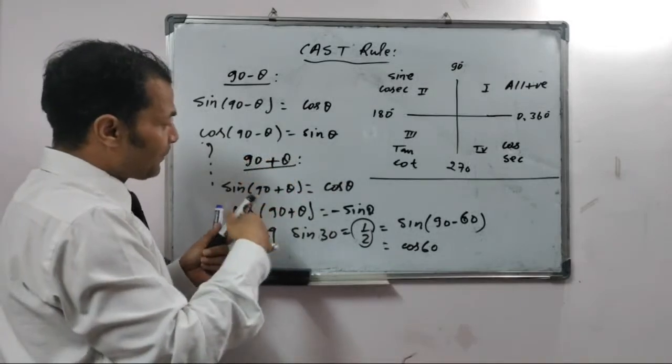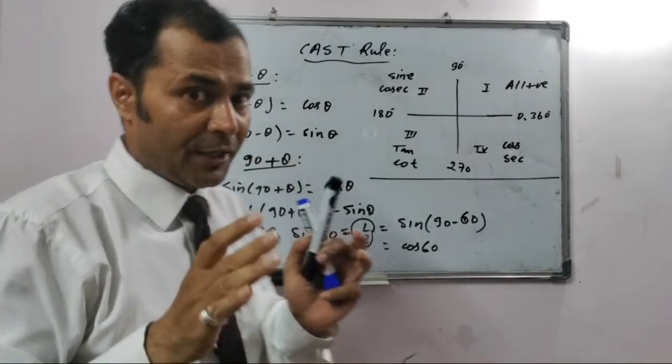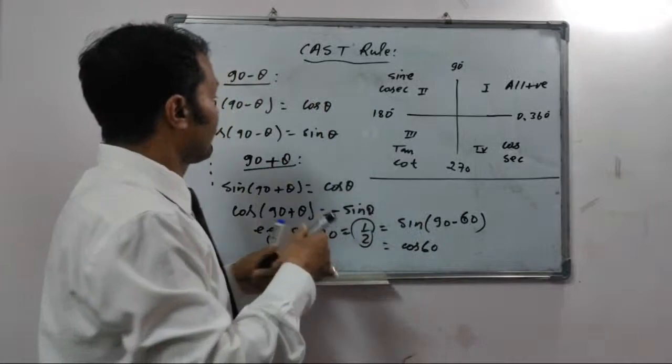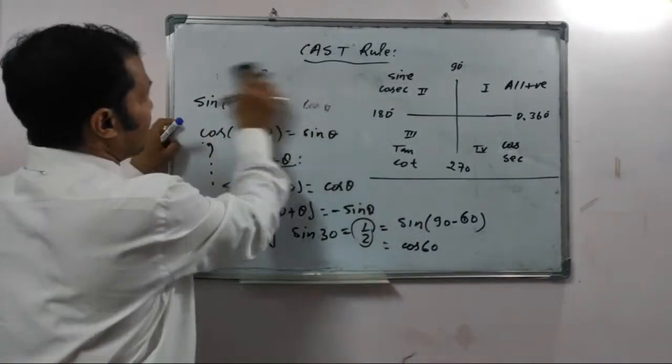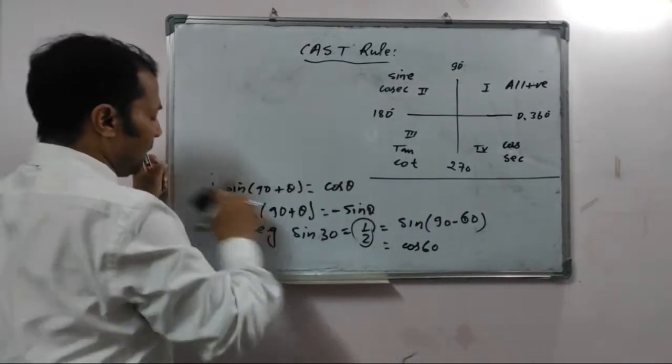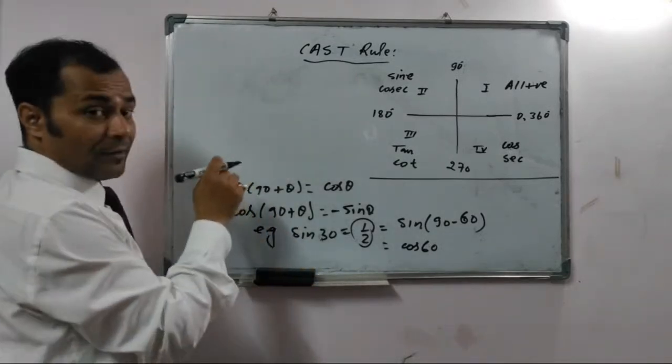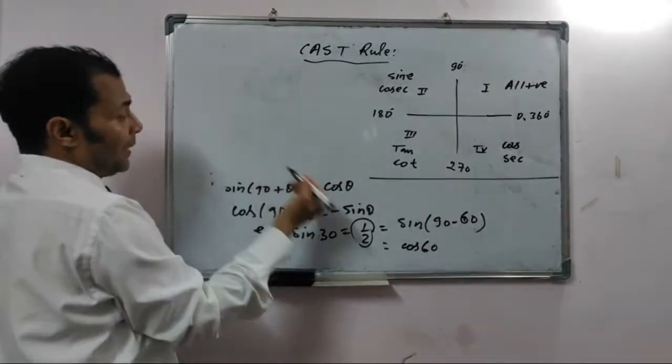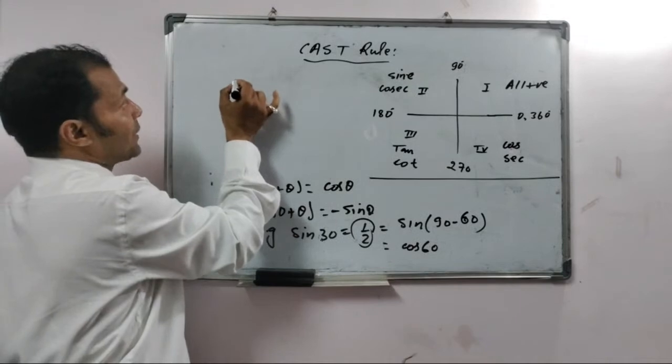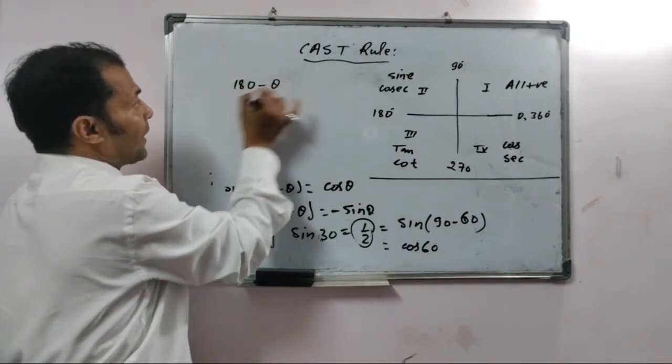So 90 plus theta. Now accordingly you guys make the formulas. These are just the very basic things. I'll come to the more complex problems. First have a look over there. Okay, so this was 90 plus theta. Now let's see 180 minus theta.